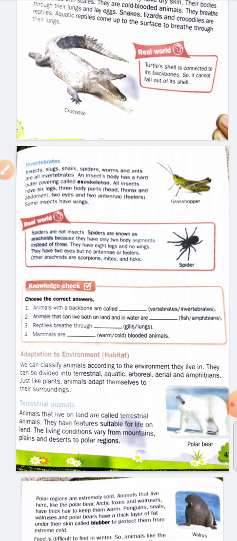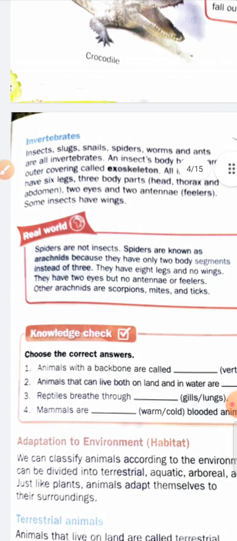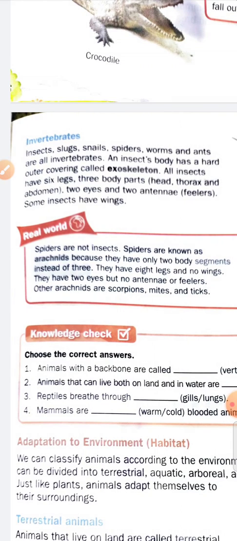invertebrates. What do you mean by invertebrates? Yes student, animals without a backbone. For example, there are some insects that do not have a backbone. For example, insect, slug, snail, spider, worms, ants, all are invertebrates.